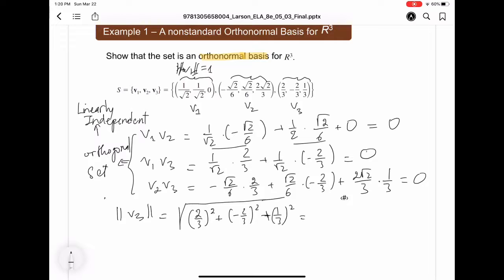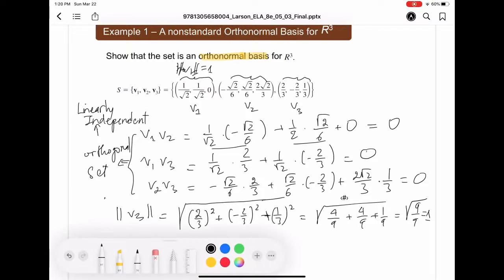So basically that is the square root of 4/9 plus 4/9 plus 1/9, which is the square root of 9/9, right? And that is 1. Similarly, you can show that the norm of v1 and v2 is 1. So overall, this set is an orthonormal basis of R3.